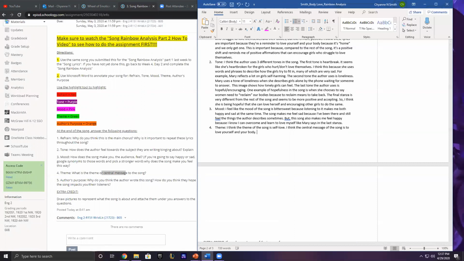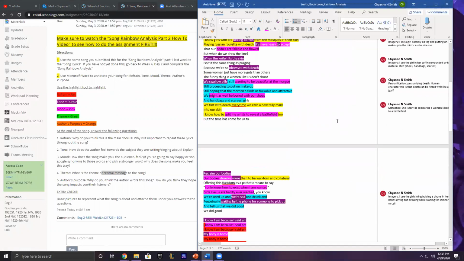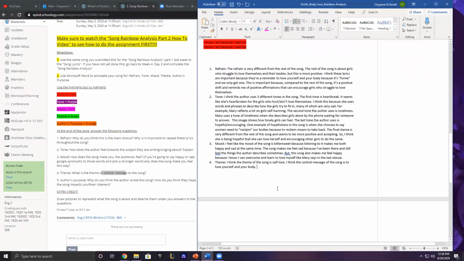This is where I need to pause for a second and try to find my evidence. Actually, I'm going to finish writing my answer first, because my answer will help you understand why I highlight what I highlight as theme. I think the theme is self-love, and I think it's because the song is trying to teach you to love yourself in your body. And I believe this because, I'm going to explain.